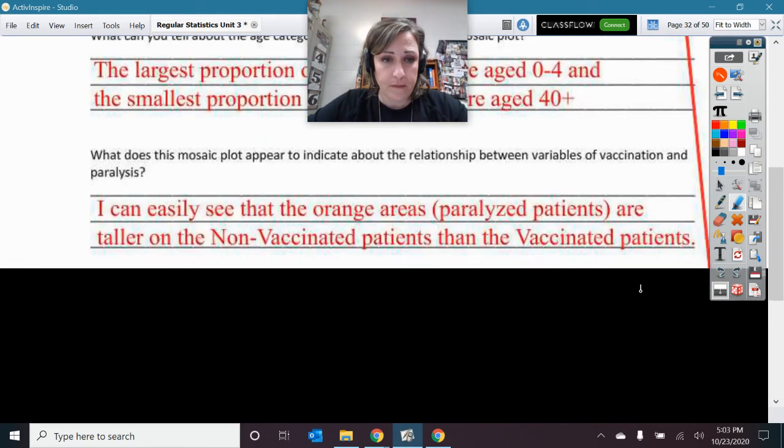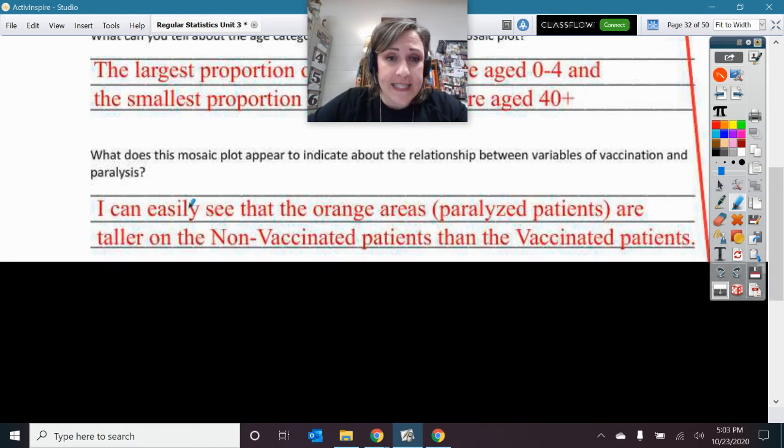Okay. I can easily see that the orange areas, the paralyzed patients, are taller on the non-vaccinated than the vaccinated.